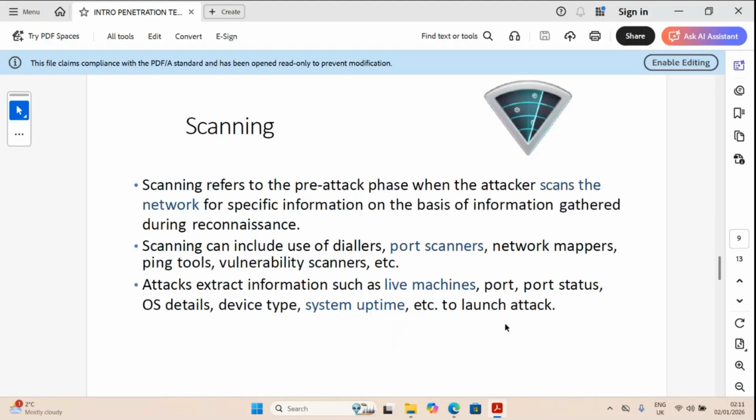Now, we use tools like Nmap, Megaping, Unicornscan, Hping2, Hping3, and so many others to perform scanning.